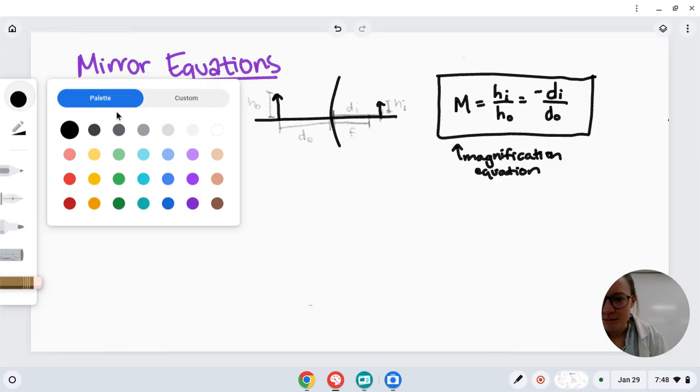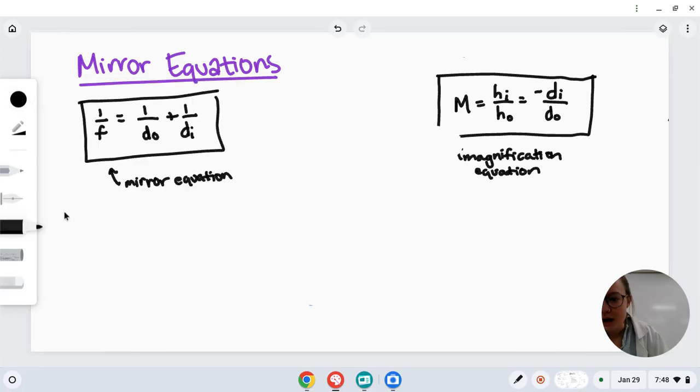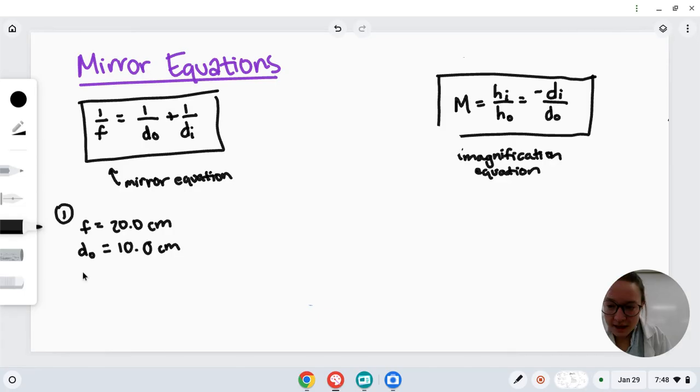Okay, we're gonna start here. I'm going to erase this. We are going to keep these two equations up here because we're going to be using them both. This is question number 1. Here's what we've got. We have a few pieces of information. We know that the focal length of the mirror is 20 centimeters. We know that the distance to the object, that is the distance to her face from the mirror, is 10 centimeters. That's how far away her face is from the mirror. And then we're going to start with part A.